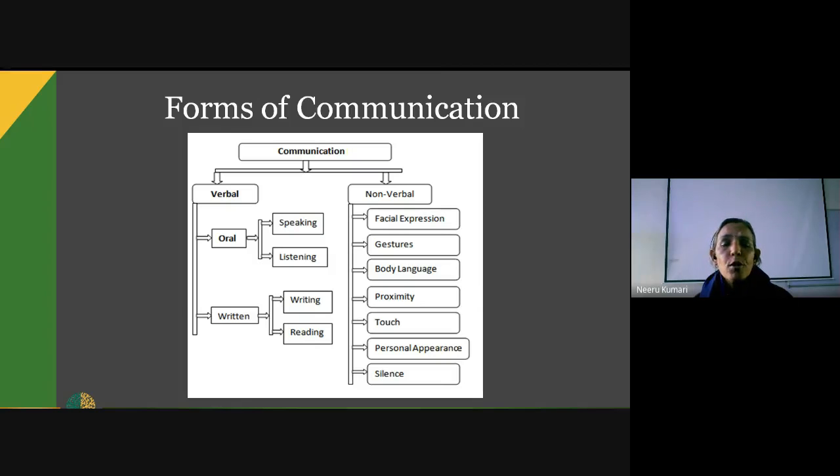So therefore, you should always understand that proximity matters a lot. Based on the proximity, we bridge up the gap. Based on the proximity, we can understand how close we are with the other person, what the relationship is, what kind of understanding, and what kind of bonding we have with the other person.